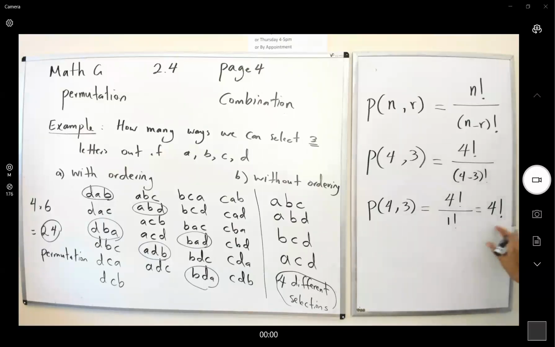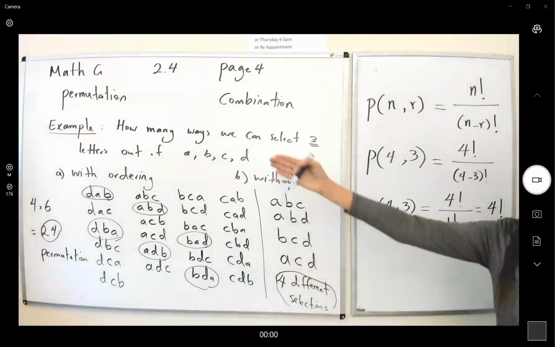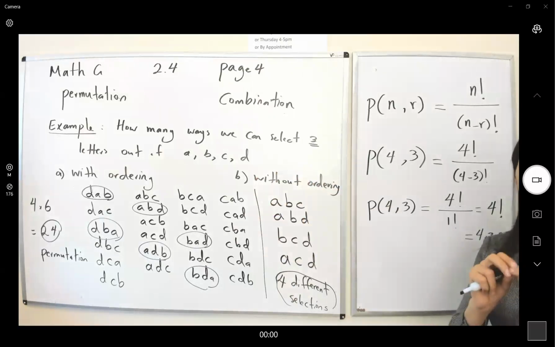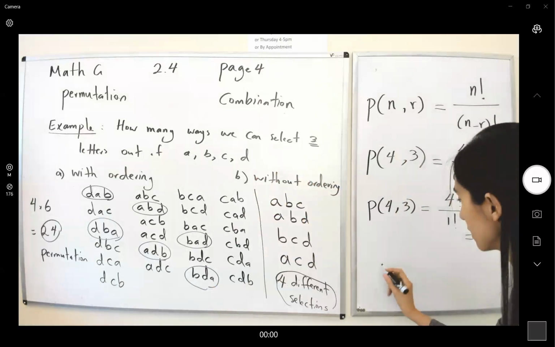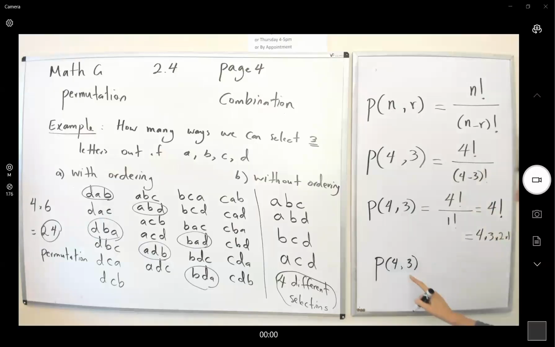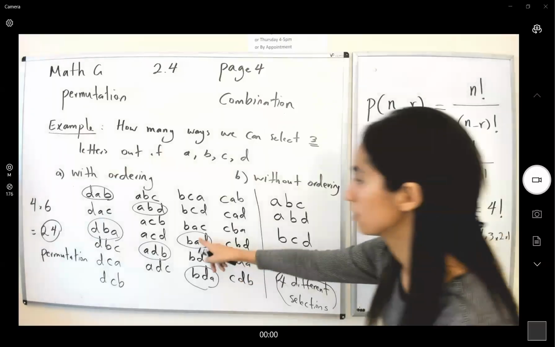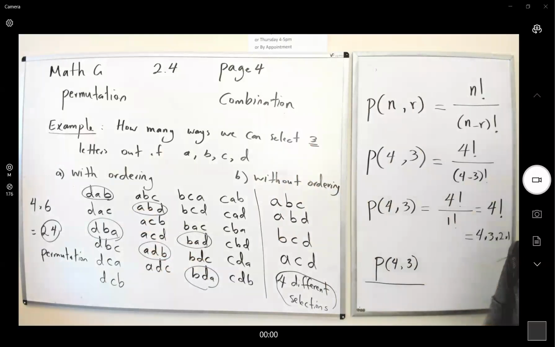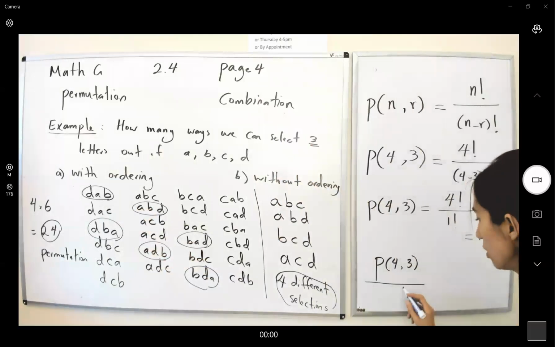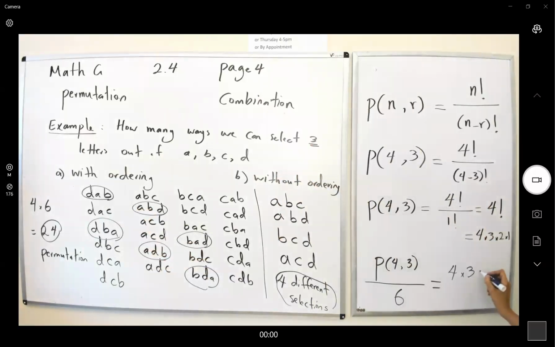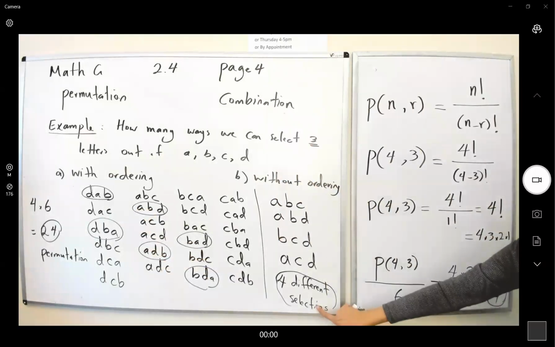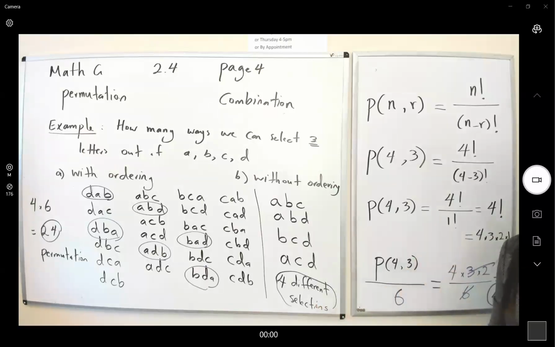Okay. So what if I take this 4 factorial, which is 4 times 3 times 2 times 1, and divide it by the 6 different orderings for 3 letters? Take a look at this. I'm taking the permutation of 3 objects out of 4 objects, and I'm dividing that by these 6 different orderings for 3 letters. What do I get? I have 4 times 3 times 2 divided by 6. I can cancel out these 2. The outcome is equal to 4, which is the answer to your combination. So by dividing your permutation by the total number of orderings that you have, you can actually get your combination.